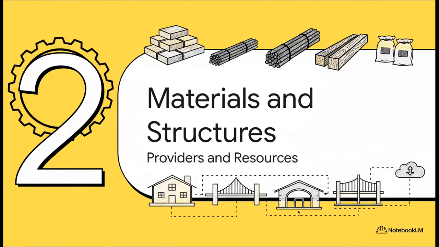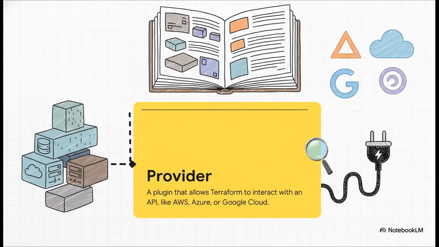Okay, so every good blueprint has two main parts, right? You've got your list of materials, and then you've got the plans for the structures you're going to build with those materials. In the Terraform world, we call these providers and resources. First up, you need your catalog of building materials. This is your provider. You can think of a provider as just a plugin that tells Terraform how to talk to a specific service, like AWS or Google Cloud. It's how Terraform knows what's even available to build with in the first place.